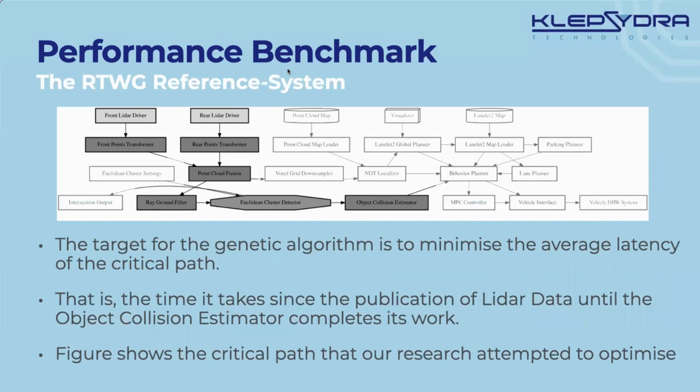And when we optimize this, we use our genetic algorithm, in this case, to minimize the average latency of the critical path, which is what the reference system is aimed for. So there is a critical path in the whole reference system, which, like you saw before, tries to emulate what a self-driving car system looks like. And there is always a critical path to be optimized. As you can see here, the paper gives you more details of where the critical path lies within this reference system.